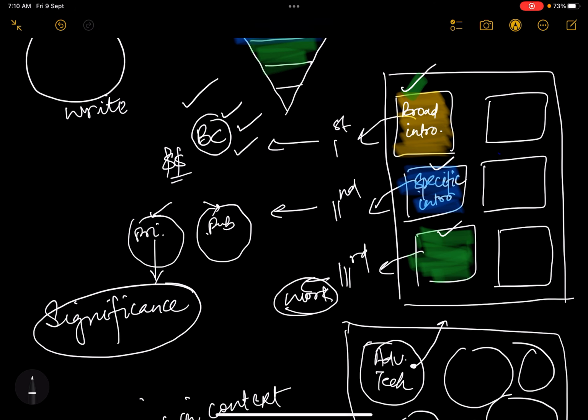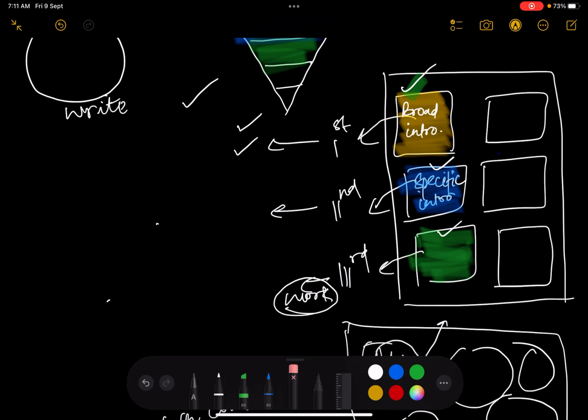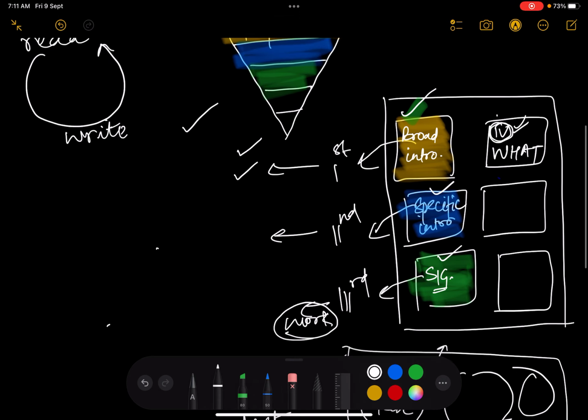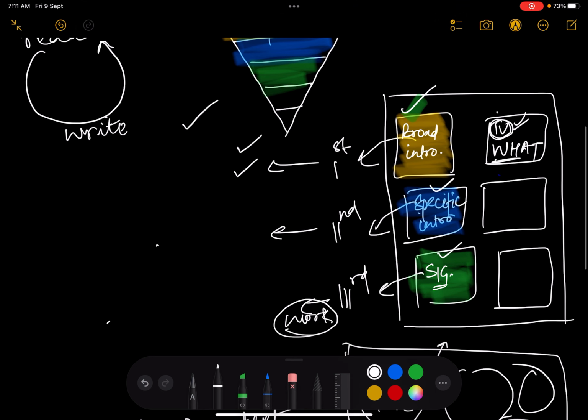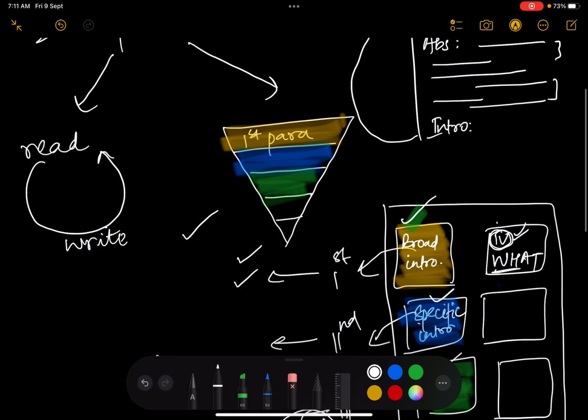Now after your third paragraph, you are going to enter the fourth paragraph, which is this one. Now this tells what it is that you are doing in this work. Here we just told the significance of our work. In this section number 4, we are going to tell what exactly it is that we are trying to do. Just allow me to color code this.